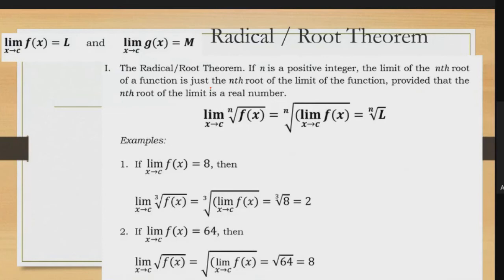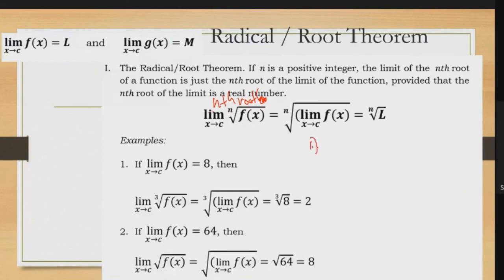If n is a positive integer, the limit of the nth root of a function is just the nth root of the limit of the function, provided that the nth root of the limit is a real number. Limit of the nth root of f of x as x approaches c is equal to the nth root of the limit of f of x as x approaches c, which is the nth root of L. Oh, very good. Very easy, right?